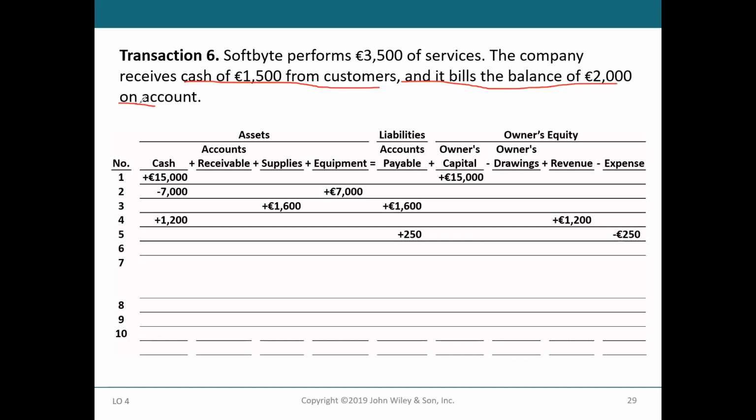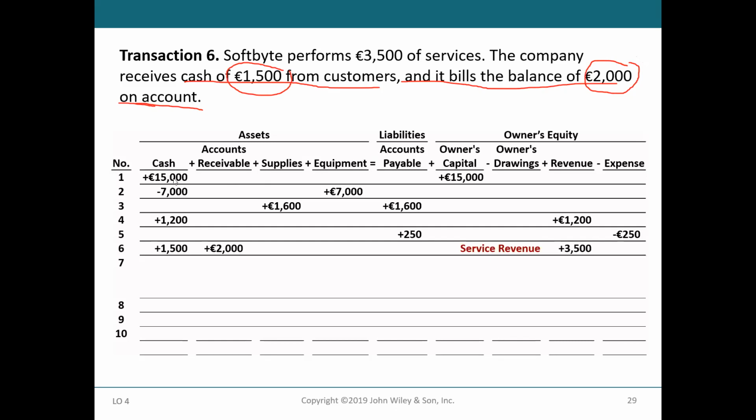So when you see the words "on account" here, it means that they haven't received the money yet. They bill another company 2,000 on account. So it means that we're going to receive 2,000 euro in the future, and we only receive 1,500 for now. All right, so what will be the journal entry?